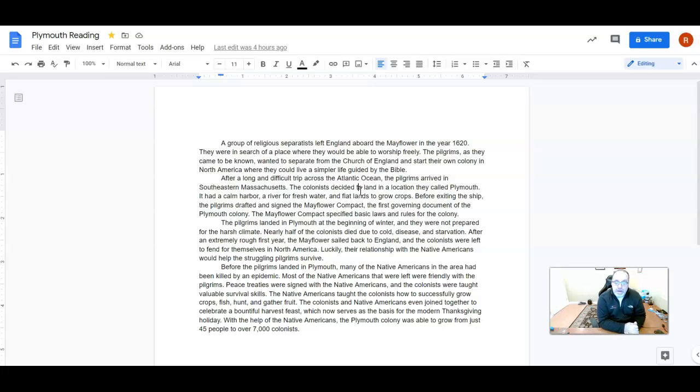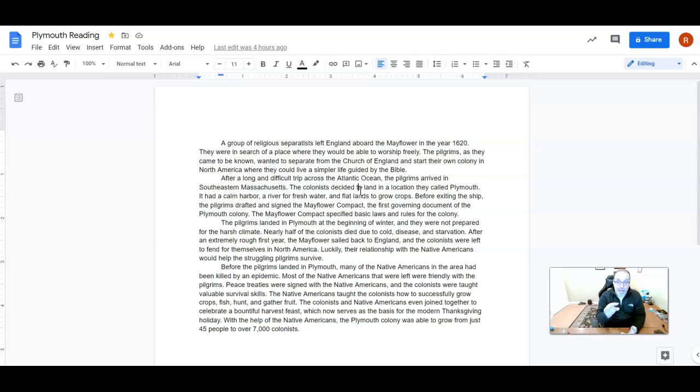The Pilgrims landed in Plymouth at the beginning of winter, and they were not prepared for the harsh climate. Nearly half of the colonists died due to cold, disease, and starvation. After an extremely rough first year, the Mayflower sailed back to England, and the colonists were left to fend for themselves in North America. Luckily, their relationships with the Native Americans would help the struggling Pilgrims survive.